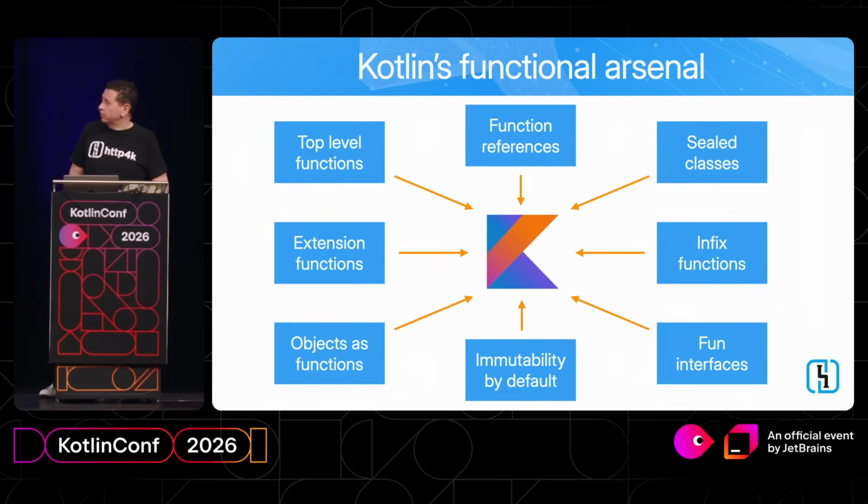So how does Kotlin help us? Kotlin gives us quite a few kind of functional weapons in its toolkit. Hopefully, there's 8 things on the screen. I think there are 8, yeah. I'm not going to go through them all, but hopefully you're familiar with at least some of them. You're going to see a lot of them in the code I'm just about to show you over the next 40 minutes.